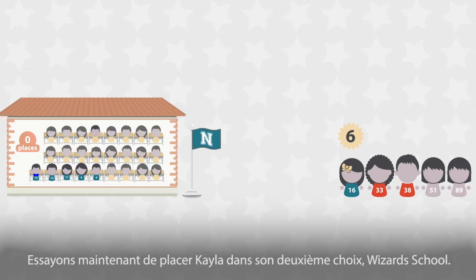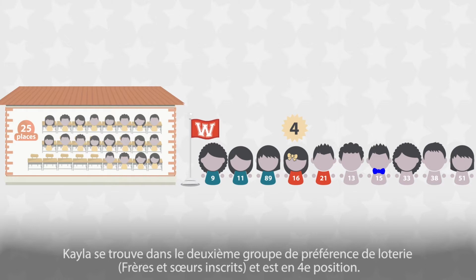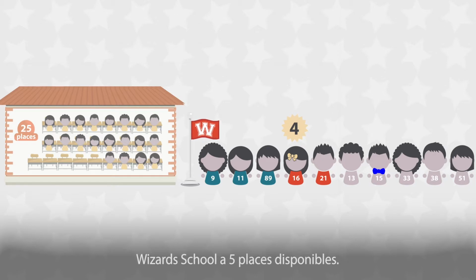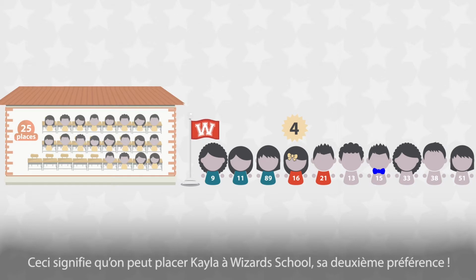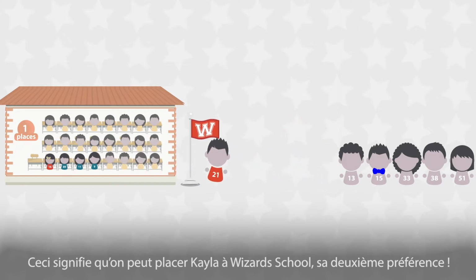Now let's try to place Kayla at her second choice, Wizard School. Kayla is in the second lottery preference group, Sibling Attending, and is 4th in line. Wizard School has 5 available seats. This means we can place Kayla at Wizard School, her second choice school.